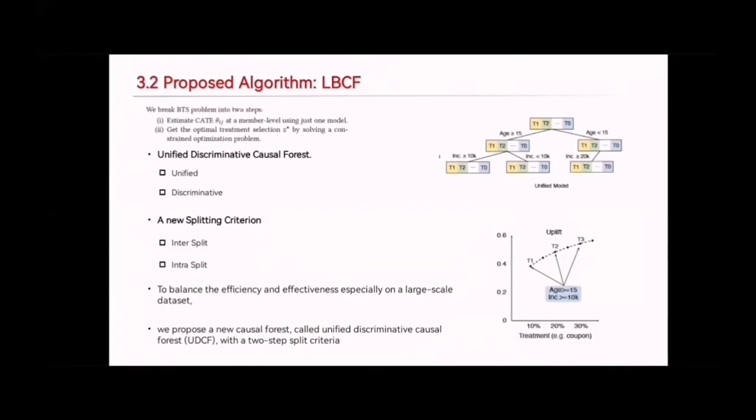For the splitting criterion, we first propose the split criteria for the new multi-treatment causal forest, which consists of inter-split and intra-split. To balance efficiency and effectiveness, especially on a large-scale dataset, we propose a new causal forest called Unified Discriminative Causal Forest, UDCF, with a two-step split criteria.